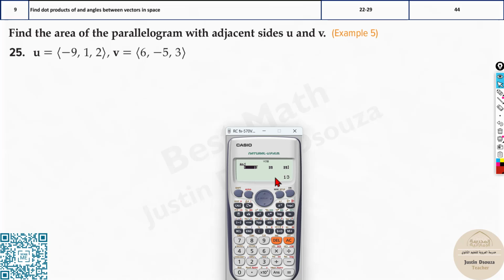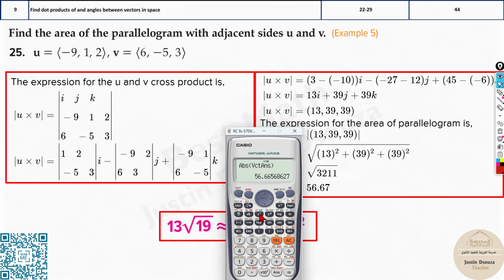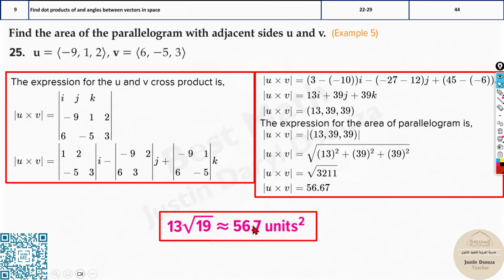The answer is obtained here. This answer is not the final answer. You need to press shift HYP, that's for the absolute or modulus, finding the magnitude basically. Shift phi and 6, the saved answer is over here. So the answer is 56.6667 or 56.7 units square.